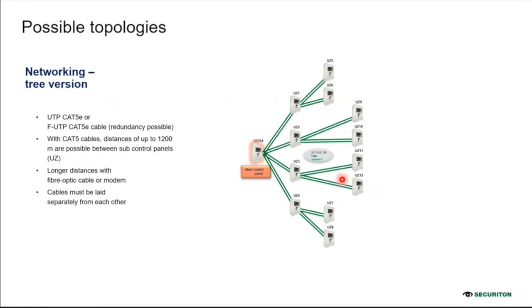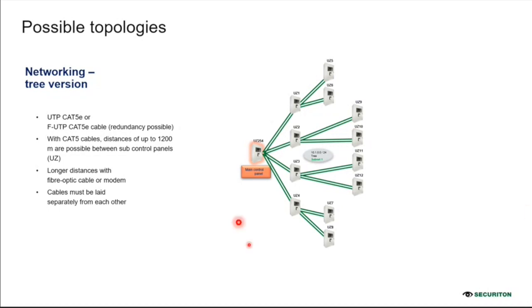So the second topology to create a networking is the free version. You see, from the main panel, we can also realize a connection like that. This is a redundant connection like the loop, but it is a different topology.